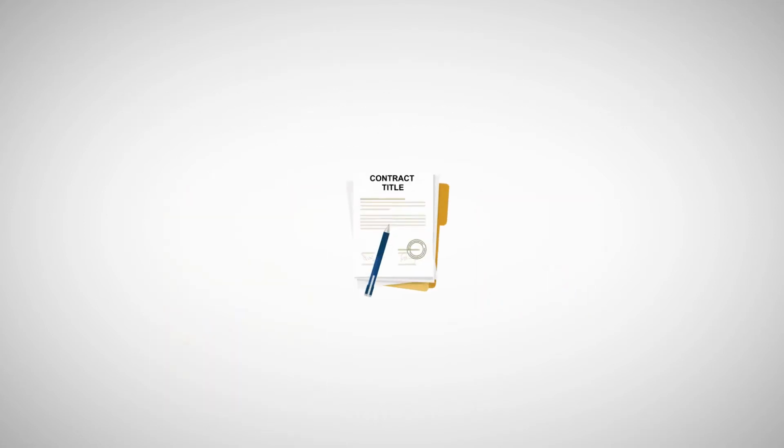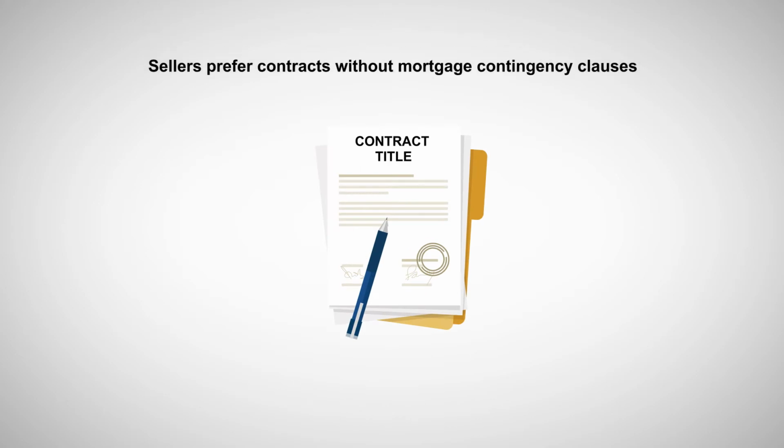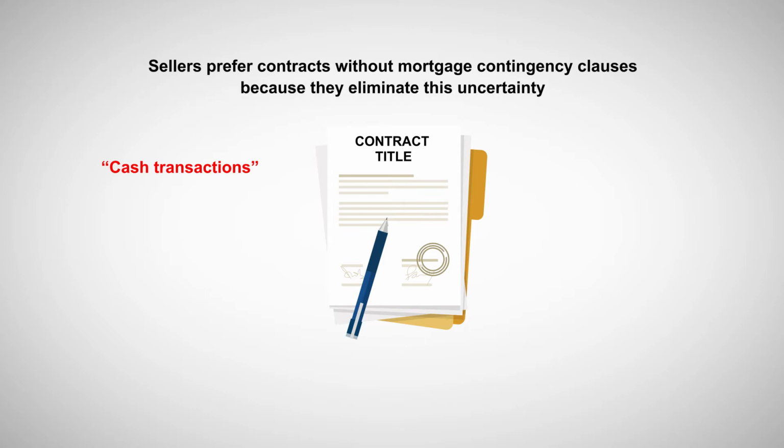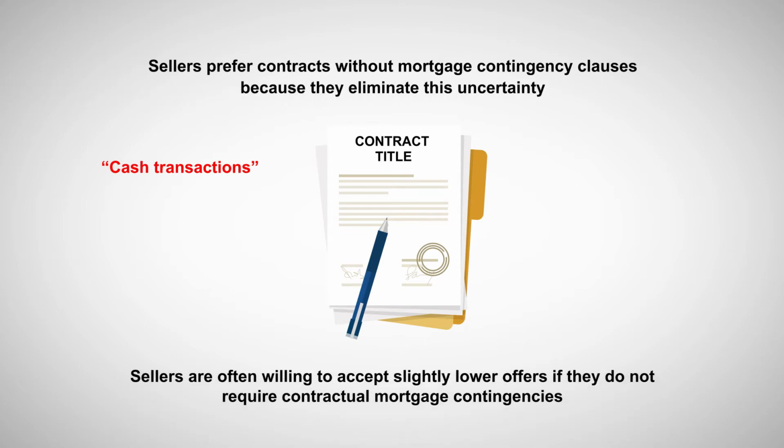Naturally, sellers prefer contracts without mortgage contingency clauses, sometimes referred to as cash transactions, because they eliminate this uncertainty. In fact, sellers are often willing to accept slightly lower offers if they do not require contractual mortgage contingencies.